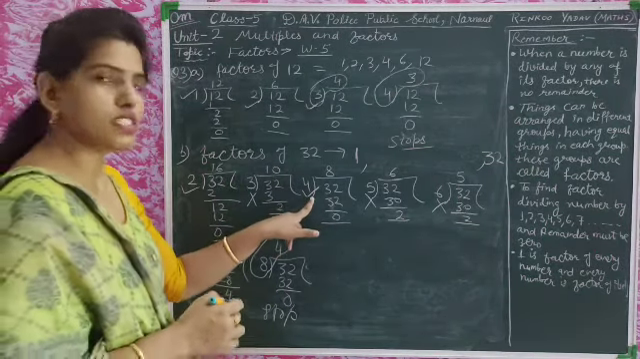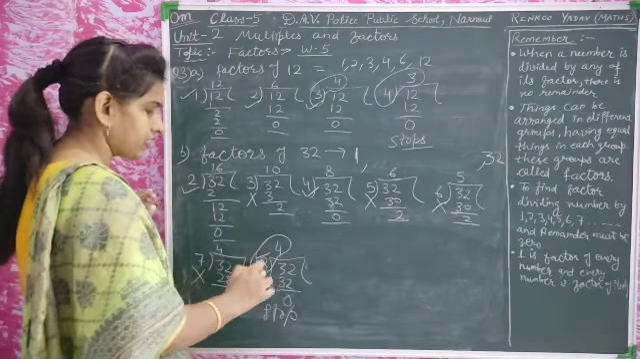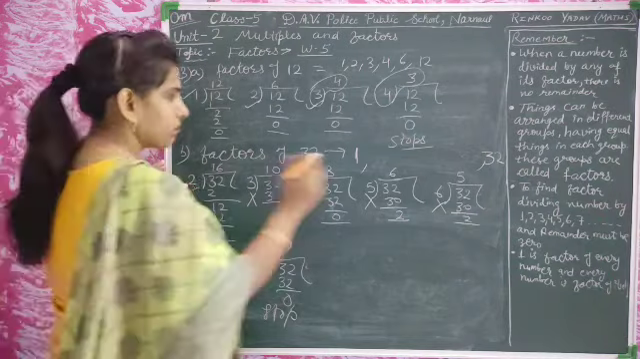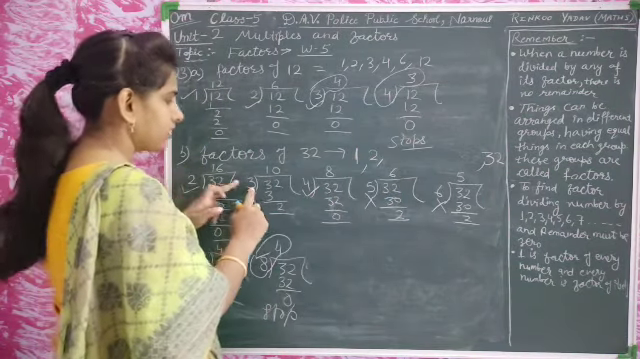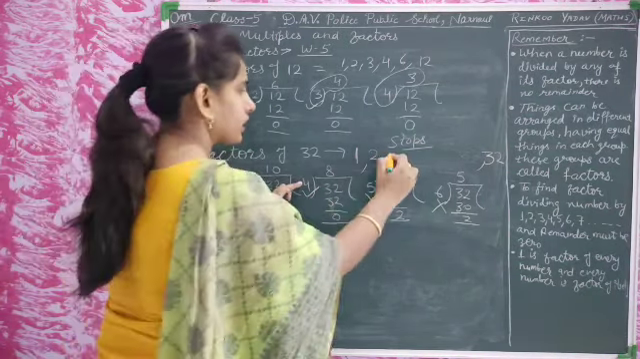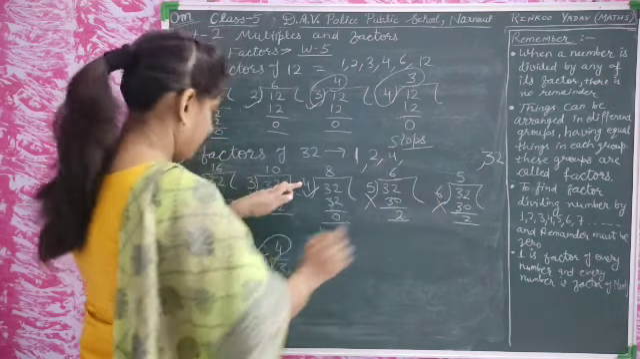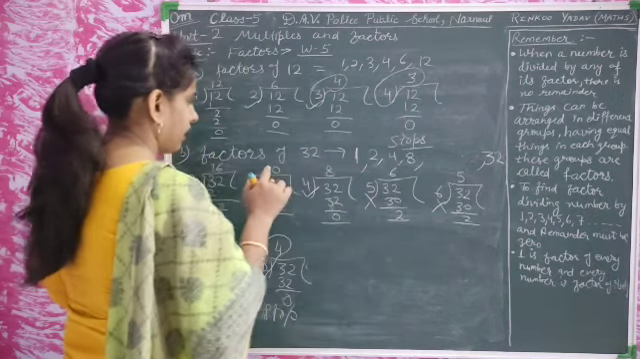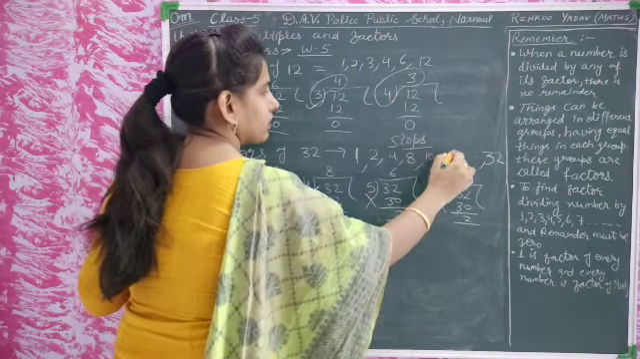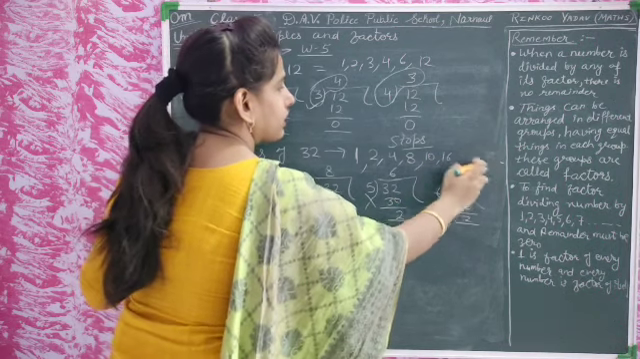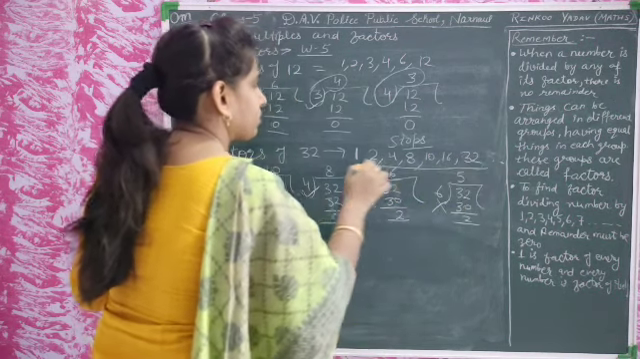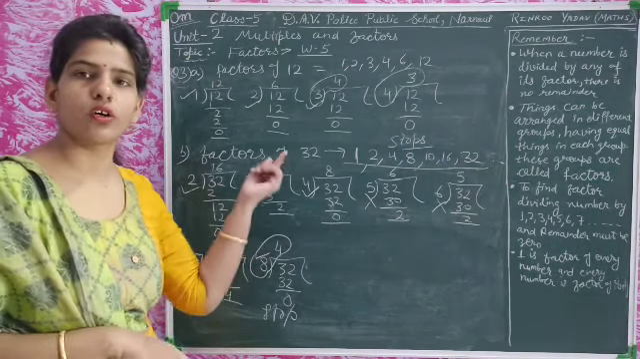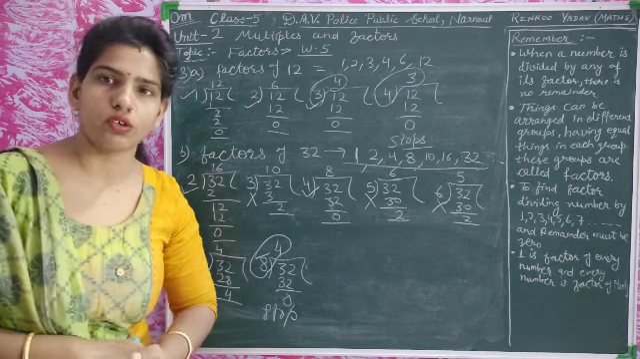So these are the factors. 4 eights, so 8 is also a factor. Now start from the beginning. 1 is a factor of every number. Next, 2 yes. 3 no. 4 yes. 5, 6, 7 no. Then 8, and then 16. And the last number is 32. These numbers are the factors of 32.